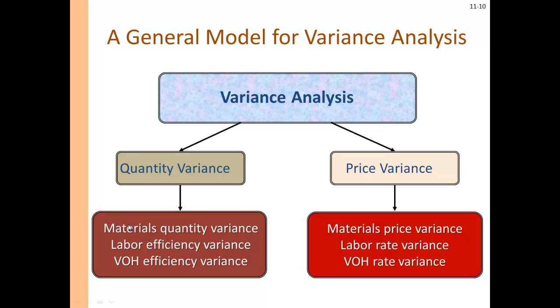A general model for variance analysis: you have variance analysis, then you have quantity variance. This is materials quantity variance. Then there's labor that varies. And then there's manufacturing overhead. So notice that materials is a quantity variance and labor and overhead are efficiency variances, because this is related to people doing something. And then we have price variance. There's material price variance, labor rate variance, and manufacturing overhead spending variance.